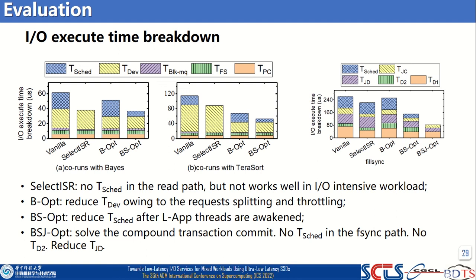BSOPT can reduce the cost of process scheduling after latency-sensitive application threads are awakened, since the critical processes are prioritized during this time. BSGOPT can solve the compound transaction commit. There is no need to wake up the fsync thread and JBD2, so there is no process scheduling. And the fsync thread doesn't wait for the writing back of dirty blocks of other uncorrelated files, so TD2 can also be removed. There are fewer metadata blocks to be submitted, so TGD can be reduced.